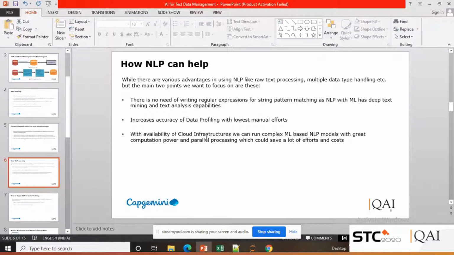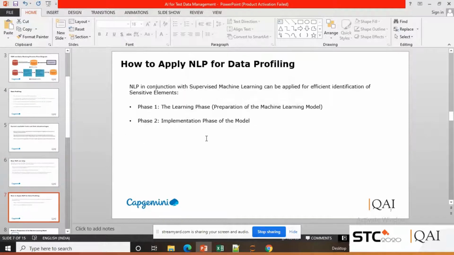We could be identified by taking the help of these infrastructures. We can run the complex models because processing power won't be a problem for us. Now, as I've shown you what the problem is, the challenges, the identification and data profiling challenge, and what my idea is, now I'll show you how it can be implemented.